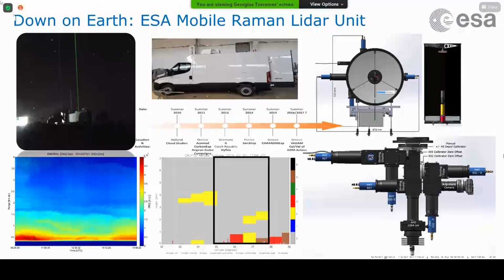This is from a campaign we did in 2014 in Finokaya in Crete, where we had both the older ESA mobile Raman instrument and, next to it, the PollyXT. You see the signal is much weaker in our system because we have a much larger telescope, so we have to reduce. At that time, we had a 0.5 meter diameter telescope, and we had to downrate our laser to 50-60% in order not to saturate our receiving side.